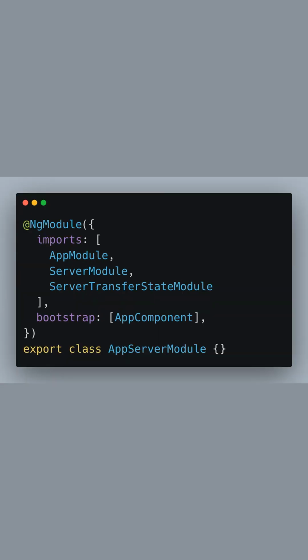We then declare the AppServerModule using the NgModule decorator, specifying our imports, which now includes the ServerTransferStateModule. This module handles the mechanics of transferring the state from server to client. We then indicate that AppComponent is to be bootstrapped.